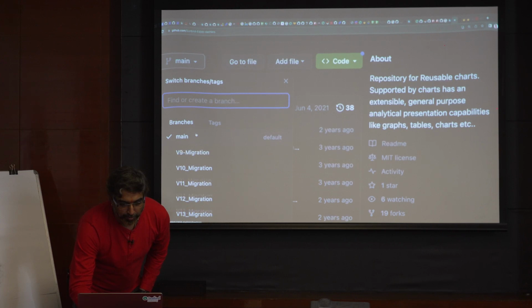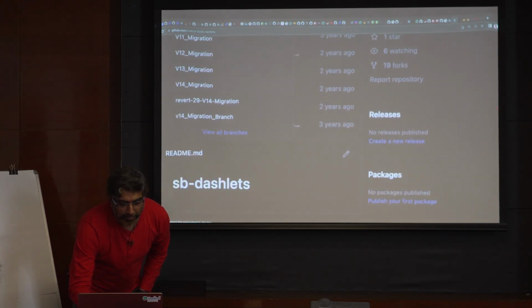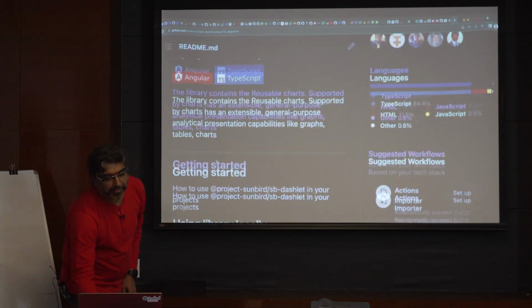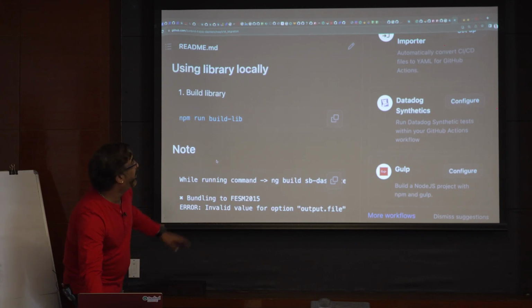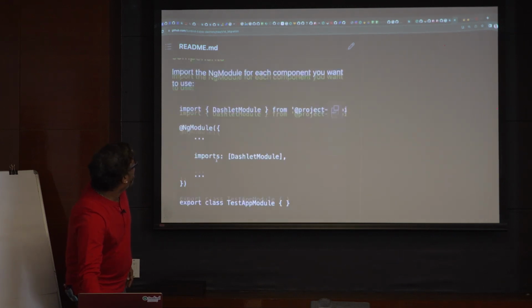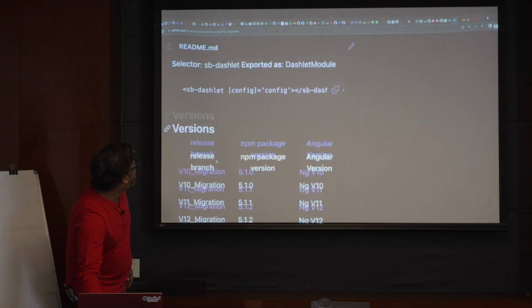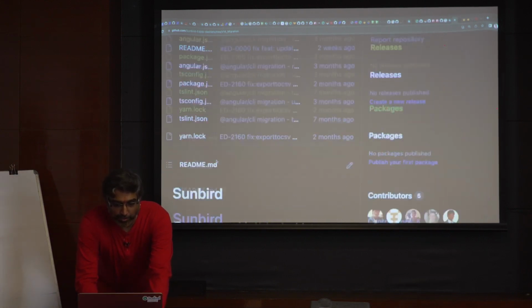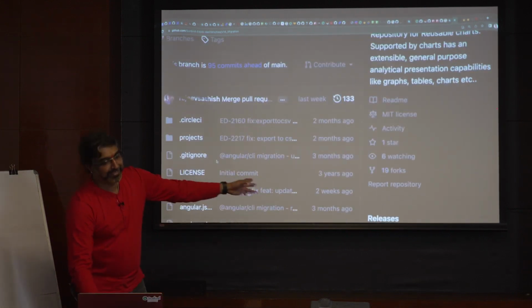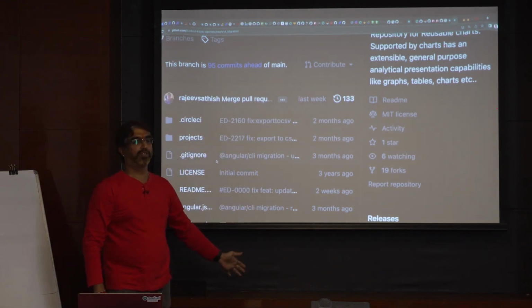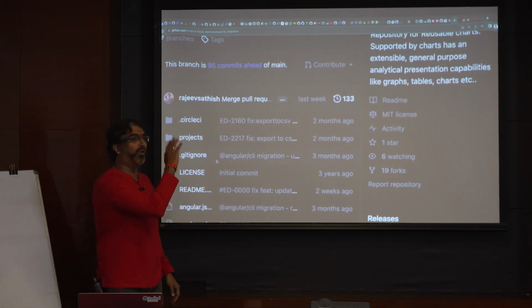So this is master. I don't want to go with masters. Let's say migration 14. So SB-dashlets, how can it be built? Hope everyone is able to see that. How to install, what all things are there, all these explanations are available, and versioning also with Angular 14. So this is your dashlet, and dashlets has charts and tables, and you have final downloads, all these options available. I'll not go through the coding of it.